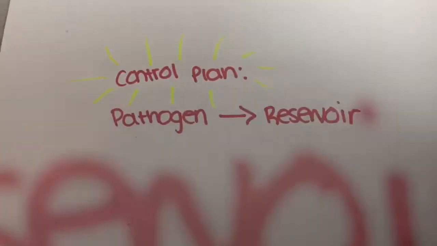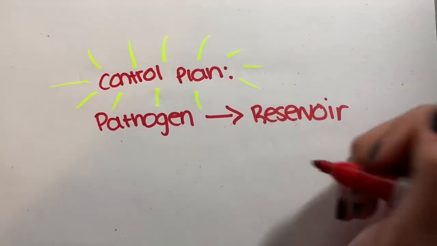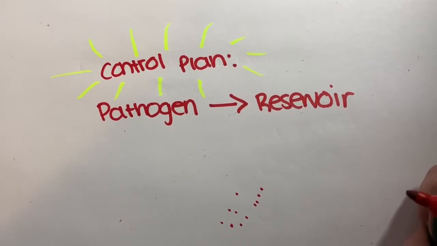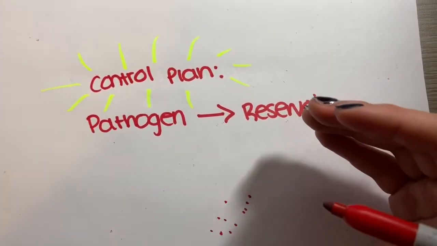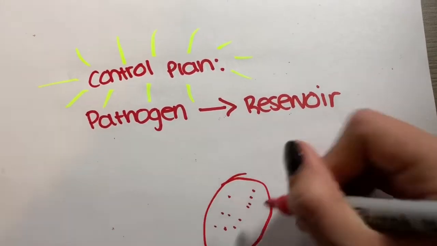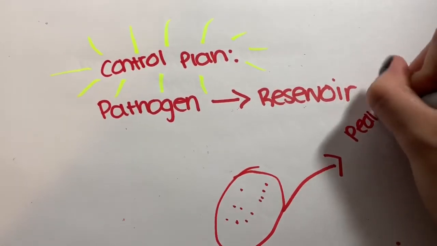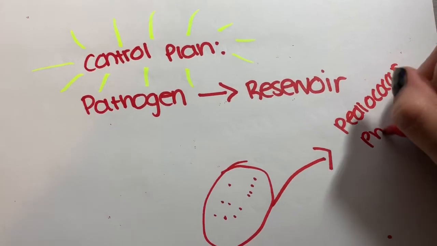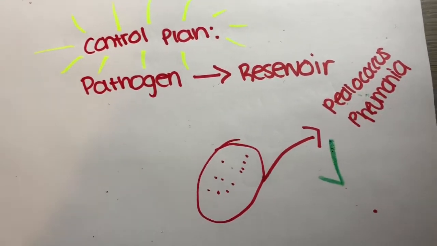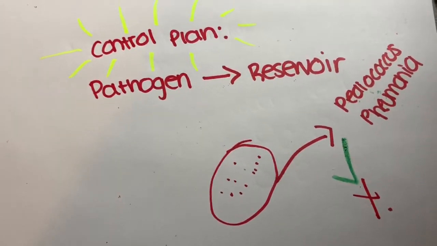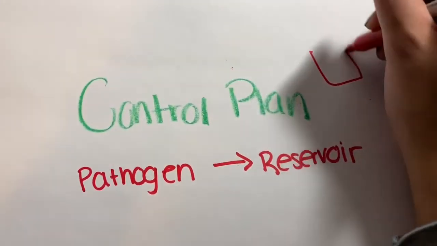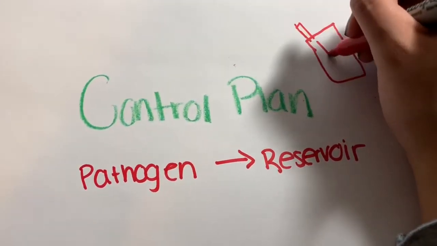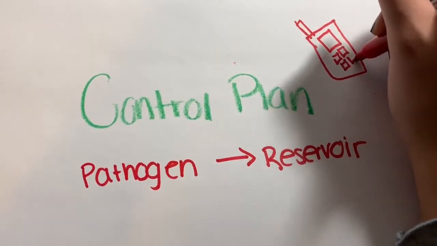Control plan for pathogen to reservoir. The most likely mode of infection for these cats would be through their food source. Before they were imported to the US from Africa, several cats came into the US already infected with the pathogen. The method of control for this would be to run a test on cat food and test for the presence of Pediococcus pneumonia and recall all the cat food products found to be carrying this bacteria.